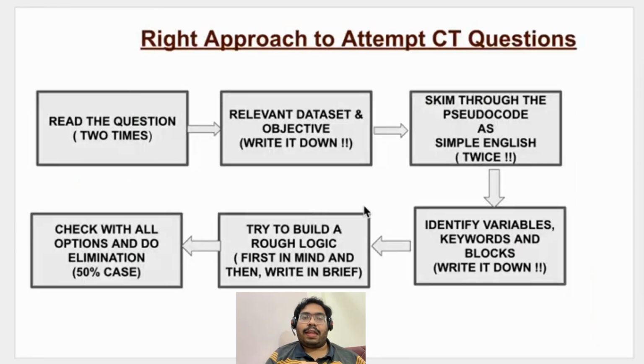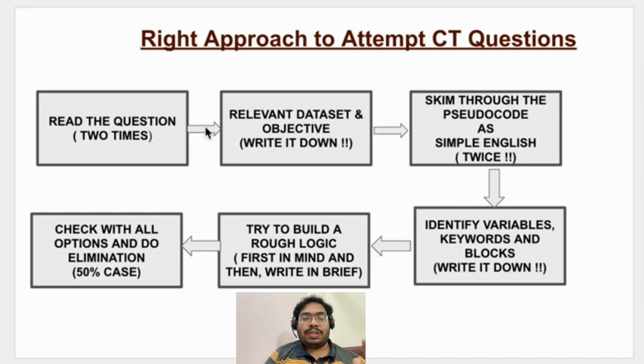Now comes the main thing. What should be your right approach to attempt any computational thinking question? As I told you, you do not need a background in mathematics, computer science, or engineering. You just need to understand basic English. So the first thing is, you need to read the question twice. I've seen a lot of people just do not even read the question and jump to the options. It is not a good way. You need to read the question twice. The first time you will not understand much, but the second time when you read it again, you will understand at least some percentage of it.